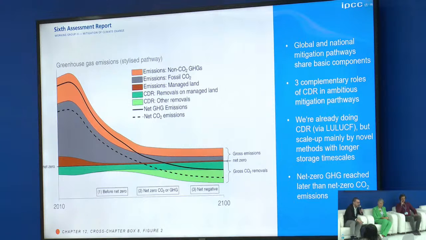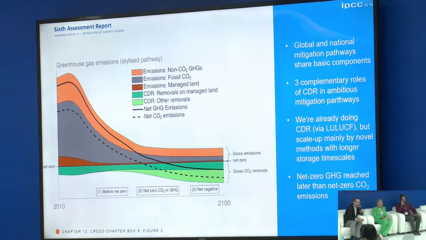Non-CO2 greenhouse gases will make a large share of the so-called residual emissions. So methane from agriculture, nitrous oxide from agriculture, but also F-gases. Fossil CO2 probably also, a bit at least. Also emissions from managed land. This is everything above the zero line.